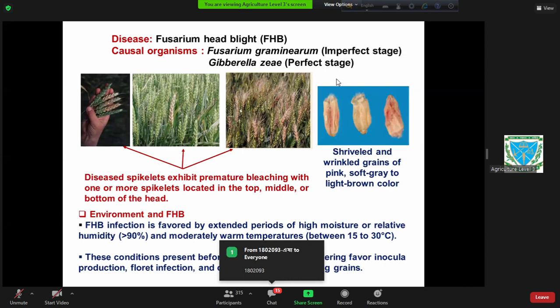You see the very close symptom with blast, but there is a distinct difference. You see here, diseased spikelets exhibit premature bleaching with one or more spikelets located in the top, middle or bottom of the head.